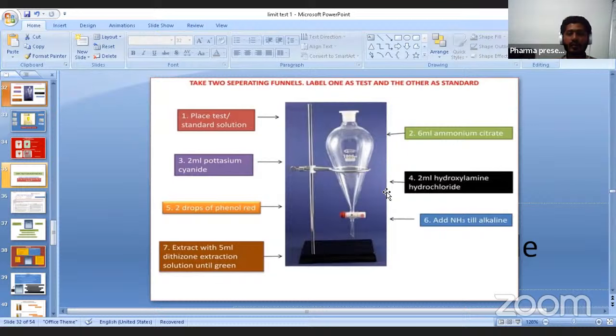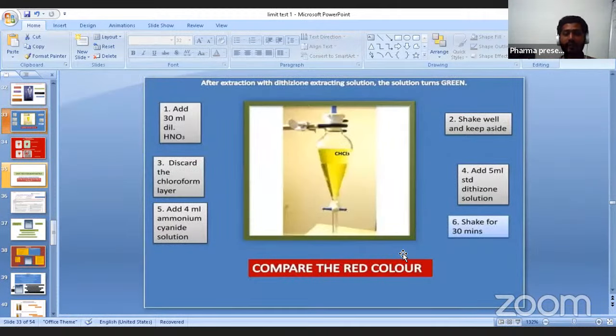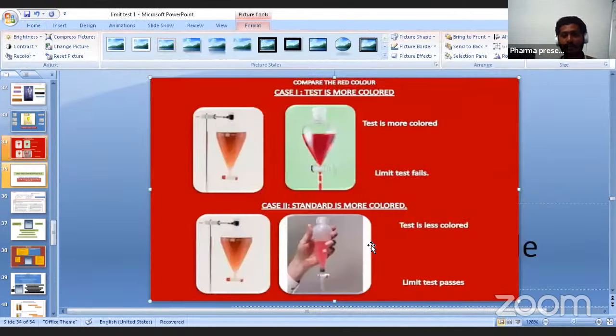Okay, so here you can see we will be using a separating funnel, where extraction is done and the chloroform layer will be discarded, and then we'll keep it for 30 minutes, and we'll get the color differences.